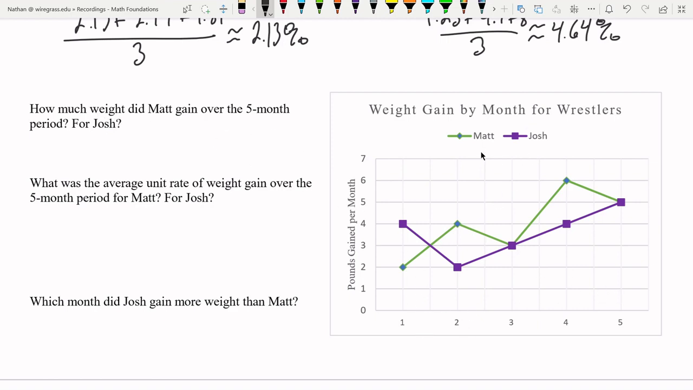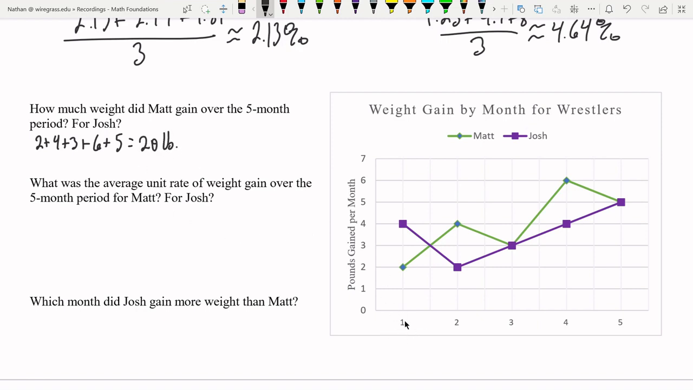Well, if Matt's the green, Matt gained 2 here, then he gained 4 here, then 3 more, then 6 more, and then 5 more. I'm just reading the 2, 4, 3, 6, and 5 is that last data point. So Matt gained 2, 4, 3, 6, and 5 for a total of 20 pounds.